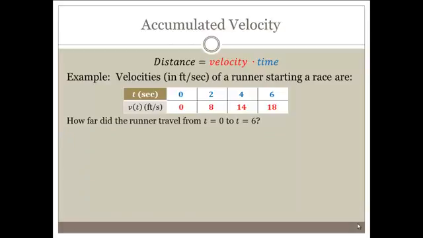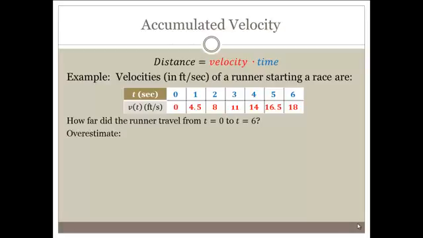Now, we will find how far the runner traveled from t equals 0 to t equals 6, but instead of breaking the 6 seconds up into 2-second time intervals, we will break it up into 1-second time intervals. Notice that this requires more data because we need to know what the velocity is at 1 second, at 3 seconds, and at 5 seconds. But as long as we have this data, we can use this to find our overestimate and underestimate again. Now we will get our overestimate. Remember, on each time interval, we will use our higher velocity so that we can find the most distance our runner could have traveled.